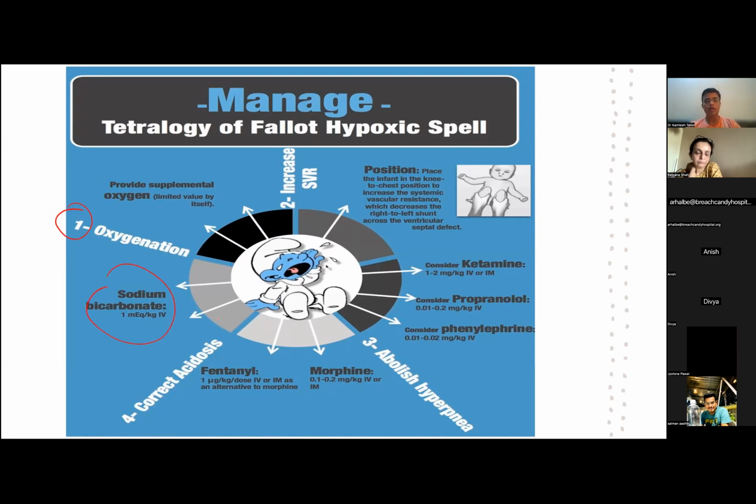Increasing the SVR is one of the important aspects. Abolishing hyperapnea by sedating the kids. Fentanyl is not very familiar to use because it is very potent and not a cardiostable drug. That is why morphine is rated higher than fentanyl, and obviously, correction of acidosis.